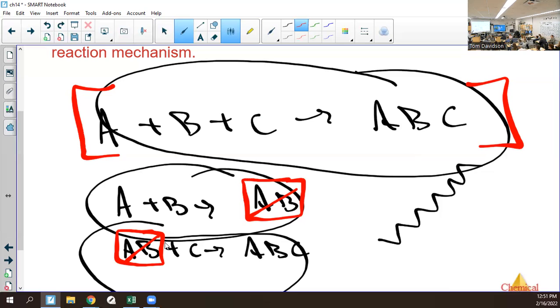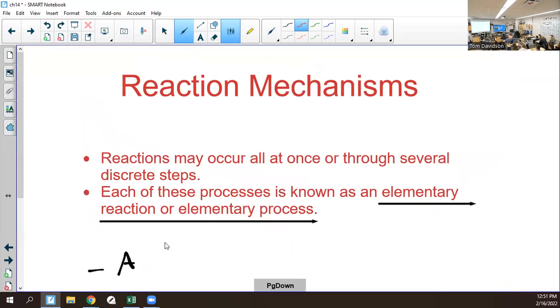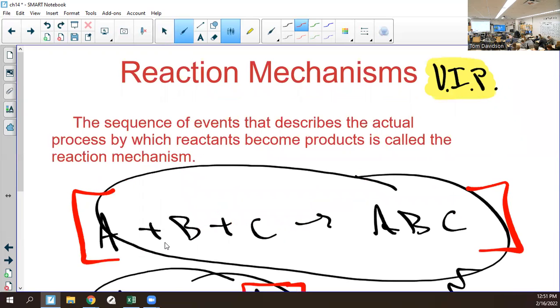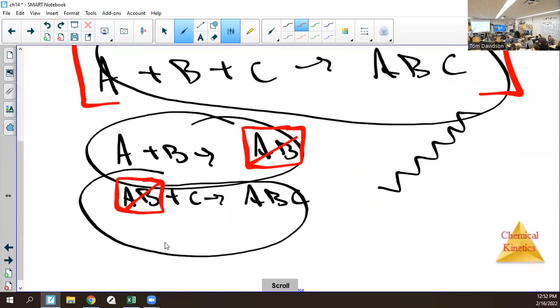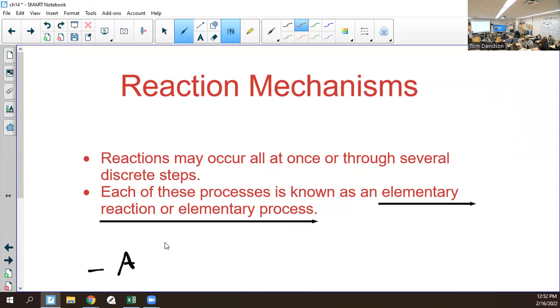All right, now that's the nutshell. We'll go a little bit deeper. So reactions may occur all at once or through several discrete steps. So you might jump all the way from the bottom stair to the top, or you might walk up all of them. Each of these processes is known as an elementary reaction or elementary process. Okay, now for a second, I'm going to go backwards and then I'll come back. So what we're saying is, this is my overall reaction. And then these would be my elementary processes. You okay with that? Okay.